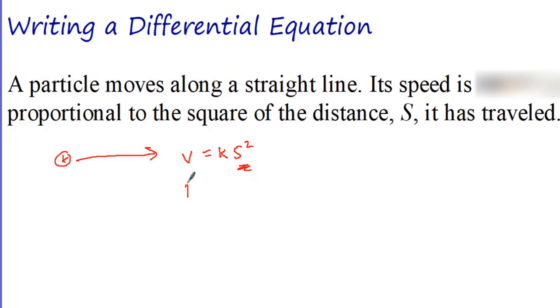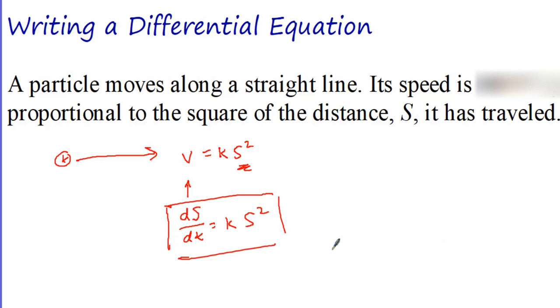And so what do we know velocity is? Velocity is the rate of change of the distance with respect to time. And that equals k S squared. And that is what we call our differential equation. That is setting up our differential equation.